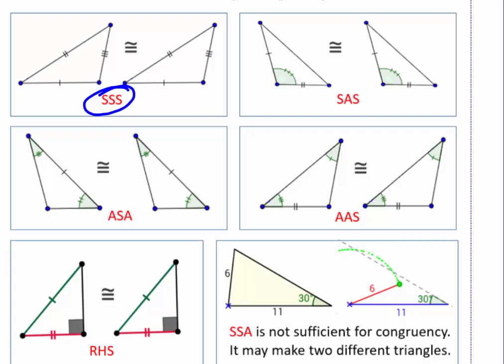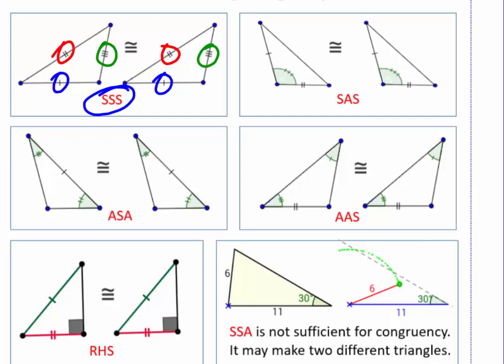So this side is congruent to that side. This side is congruent to this side. And this side is congruent to that side. And you can always tell because of the markings. And so each side is congruent to the same side on the other triangle, the corresponding side. And so that proves that they are congruent. Even though we don't know anything about the angles, if we know that all the sides are congruent to each other, we know that they are congruent.